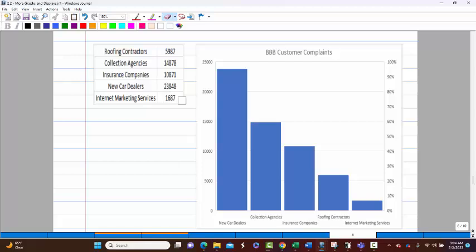New car dealers, Better Business Bureau customer complaints. I went ahead and titled it. Number 1, new car dealers, so it's up there real high. Number 2, the second highest, collection agencies. 3 is insurance companies, 10871. The fourth one, roofing contractors. And then 1687, that'll be the lowest. So it's just taking these and showing bar graphs, but always in decreasing order.